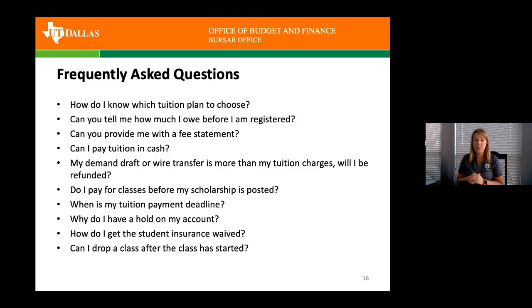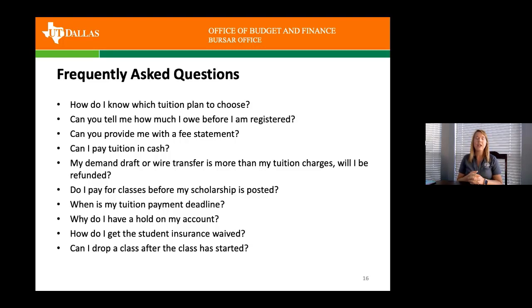Can you tell me how much I owe before I register? You can do the tuition estimate only. We really can't let you know how much you owe. I had mentioned that earlier. This is just a recap of some of the things I've gone over, but we do get these questions a lot. Can you provide me with a fee statement? Yes, we can do that. You can do that yourself through the student portal. Again, I had talked about that earlier.